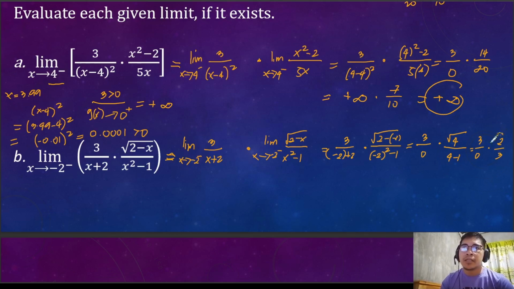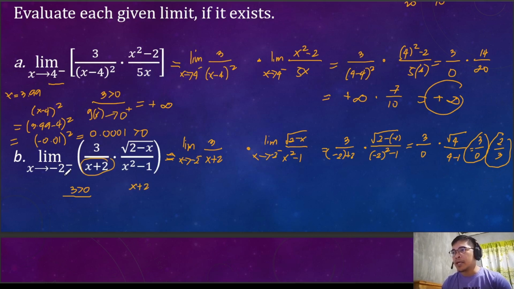Our c here is greater than 0. So the problem is in our f of x. Take note our numerator, 3, is greater than 0, right? And then let's find out the denominator. Our denominator is x plus 2, and our a is negative 2, approached from the left. So we take a value less than negative 2, like negative 2.01. That will be our value of x.